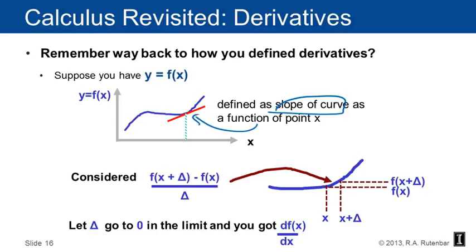And the way we defined that was we said, all right, look, we're going to take x, and then we're going to change x just a little bit by delta, and then we're going to look and see how much the value of the function changes between f of x and f of x plus delta. And then we're going to take the ratio of those two things, and we're going to let delta go to 0, and when we're done, we're going to get this really interesting mathematical object called the derivative.